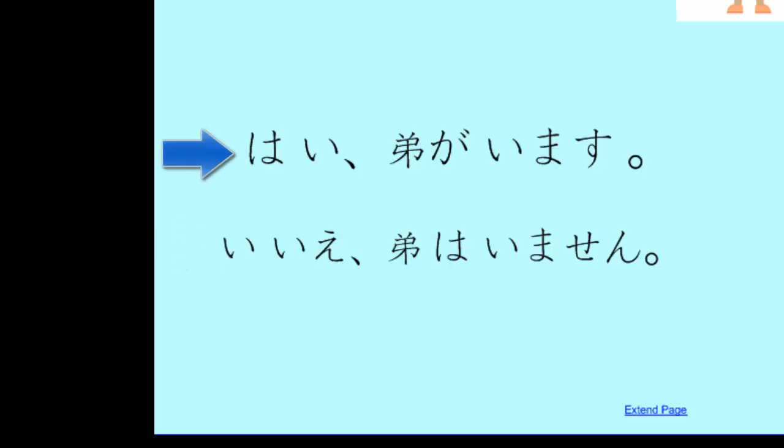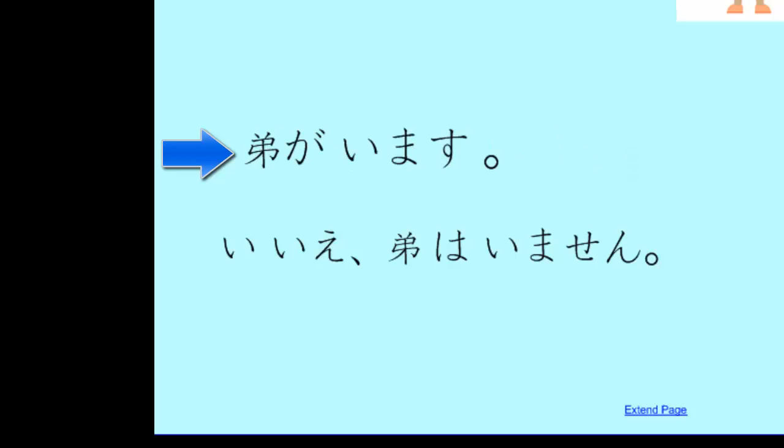But this answer, yes, I have a younger brother, that's going to change, isn't it? Because instead of saying, yes, I have a younger brother, you're going to state how many younger brothers you have. So we're not going to need the yes, the hai here will disappear. Instead, we're going to insert the number of younger brothers we have, and we're going to put it in that same classic place, which is before the verb at the end and after any particles which may precede it.